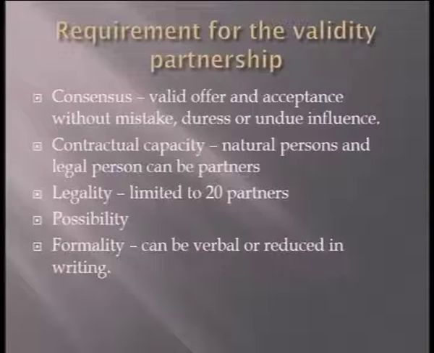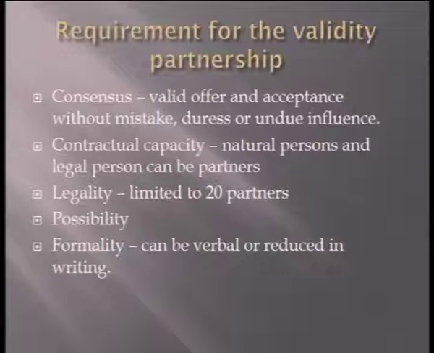Contractual capacity: natural persons and legal persons can be partners. A natural person is like you and I. A juristic person or legal person is like a company or some organization. Legality: the legality of a partnership concerns its membership. The partnership should not exceed 20 members.